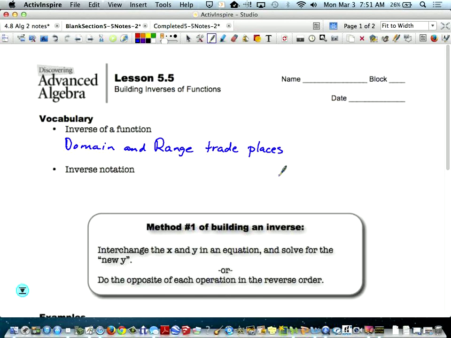Your domain and your range change places, and so the idea is your x's and y's switch, your outputs and inputs switch, and all they do is trade places with each other. Inverse notation, if you see somebody write down f to the -1 of x, that's the notation we'll use for inverse. That will represent the inverse function.